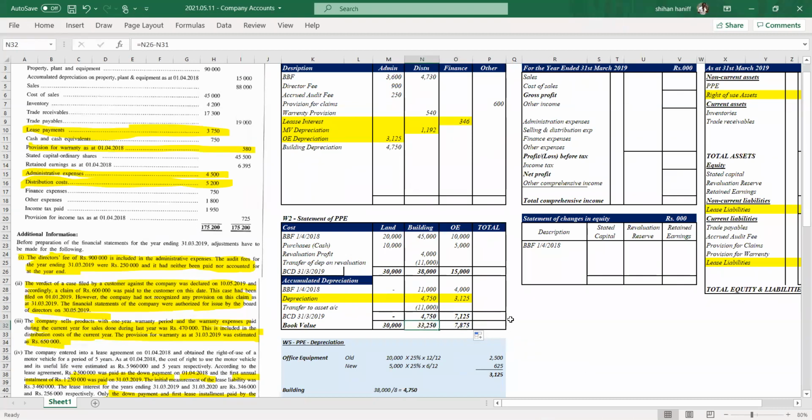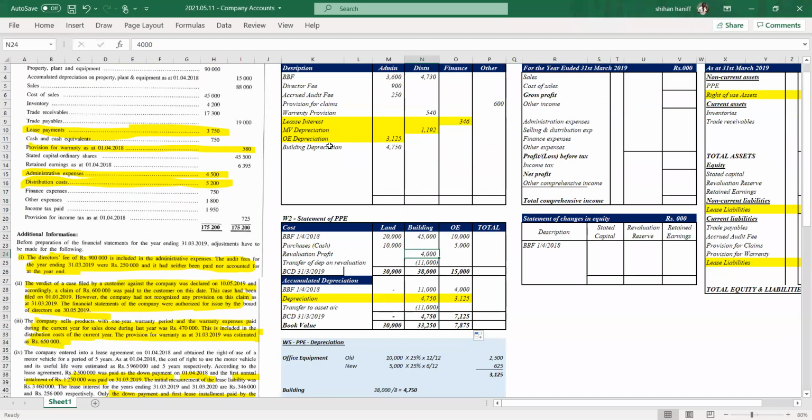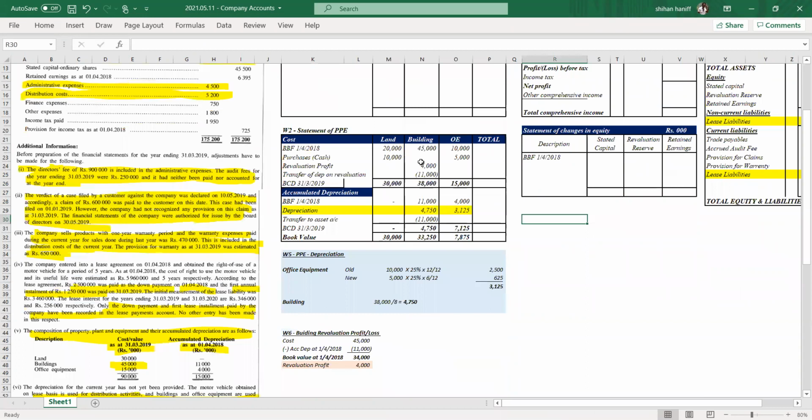Is it clear, Udesha? And there is one more part. We calculated the depreciation and the revaluation profit was added here, and this has to be credited. Now, the revaluation profit double entry.